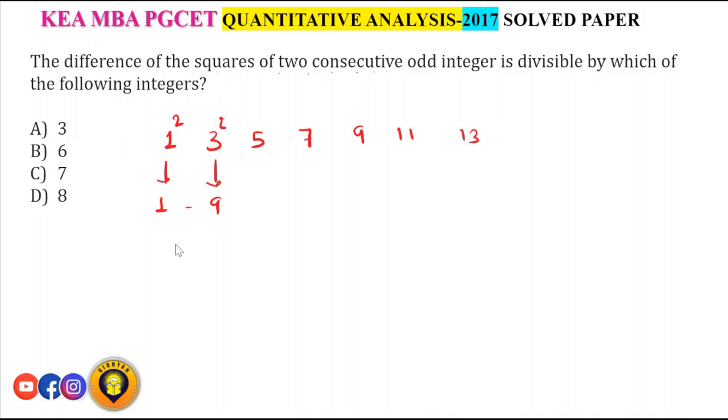The difference here is 8, and out of the given 4 options, 8 is divisible by which number? 8, correct? So therefore 8 is the answer.